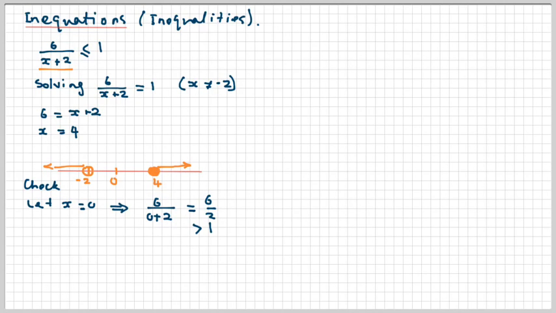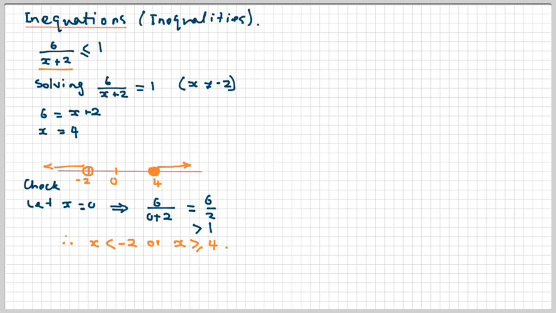So continuing on, we need to give our final answer now. That would be, therefore, x is less than -2, or x is greater than or equal to 4. So that's a two-unit method.